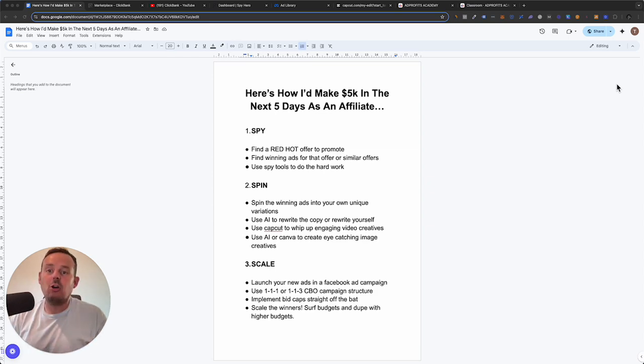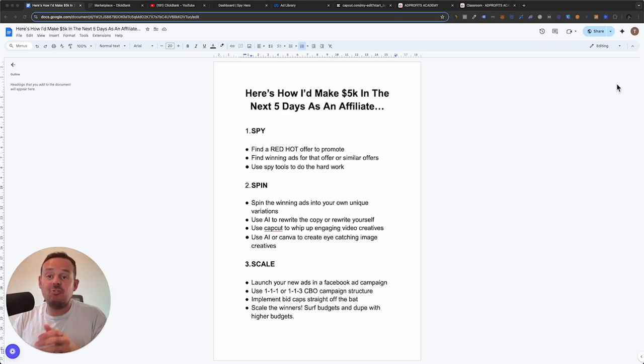So I've got the Google Doc open. We're going to go step by step. Now this ultimately is my own 3S framework: spy, spin, scale. This is ultimately what I follow on a day-to-day basis when I'm looking for offers to push, to promote, to test, to scale. So I'm going to go through the whole thing.